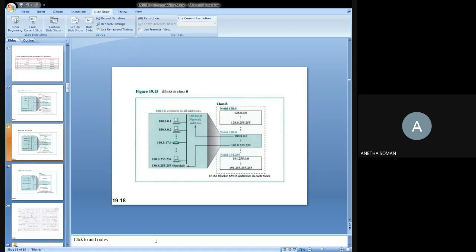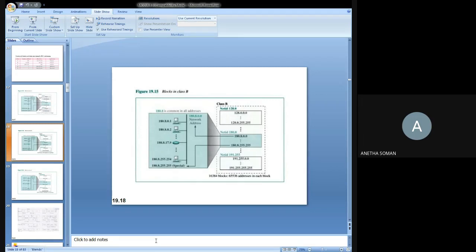Understood? In class A, you have a fixed number of blocks and a fixed block size. Class B also has it. So when you compare class A and class B, much of the addresses are wasted in both classes, because a lot of addresses are provided that is greater than the needs of a particular organization.